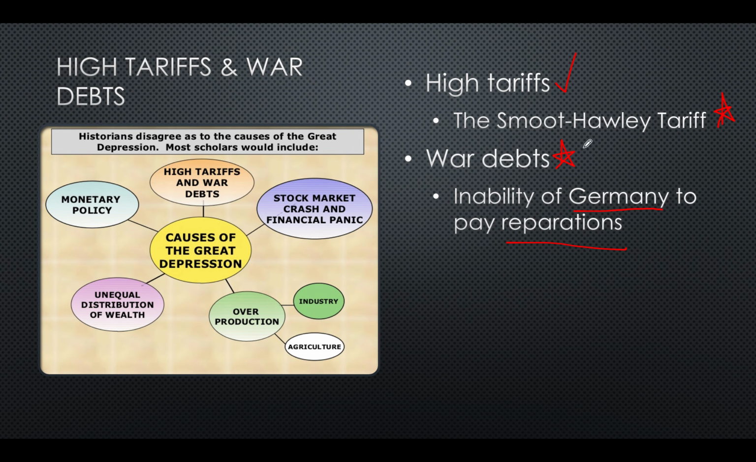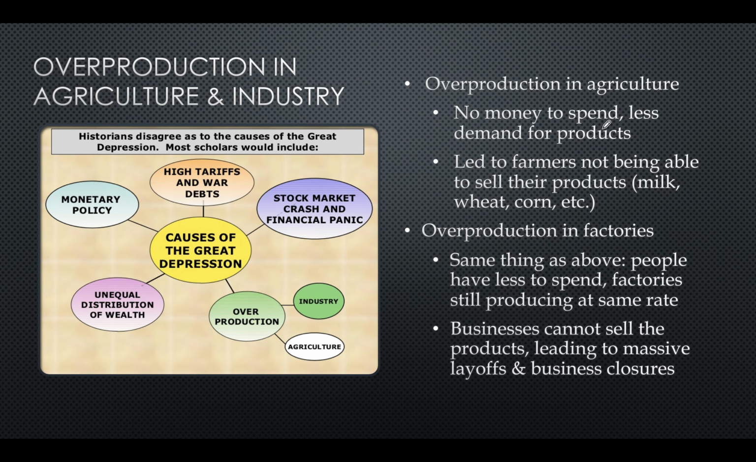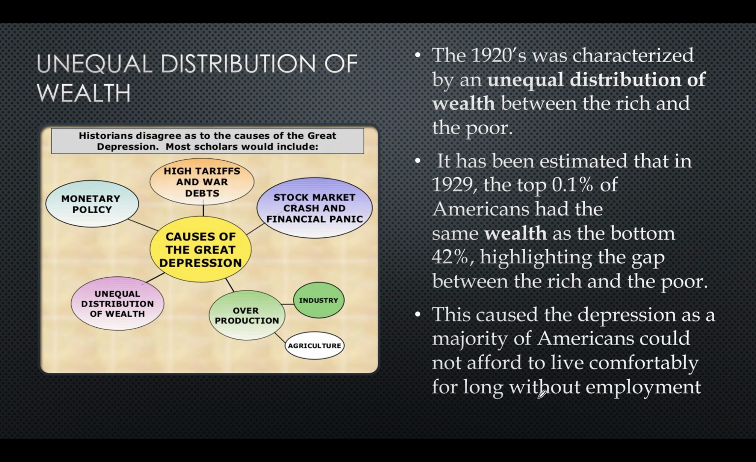People can't afford to buy goods exported from the U.S., and we're not getting the money that we were promised. All right, we also have overproduction in agriculture and industry. As people have less money to spend, there's less demand for products. This led to farmers not being able to sell their products like milk, wheat, and corn. And it also does the same thing for businesses and stores. Businesses cannot sell products, leading to massive layoffs and business closures. So here, farmers pretty much can't make their living because they can't sell their products. Same thing here. Businesses cannot thrive because they cannot sell their products. And it leads to even more bad news because we have layoffs. That means more unemployment.